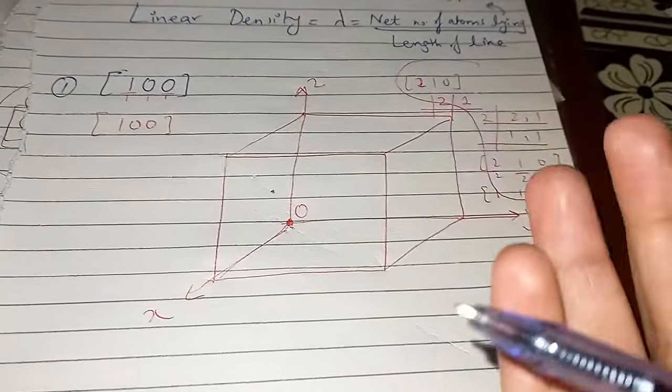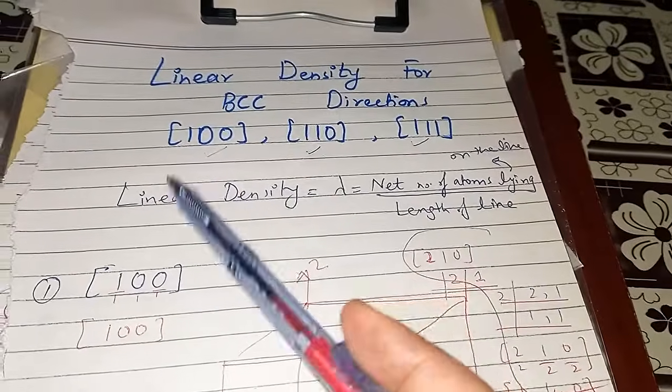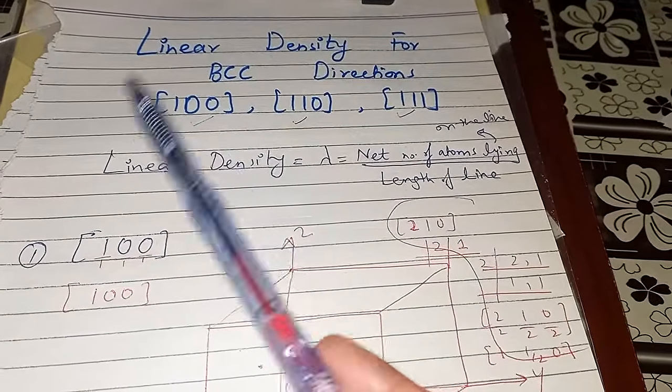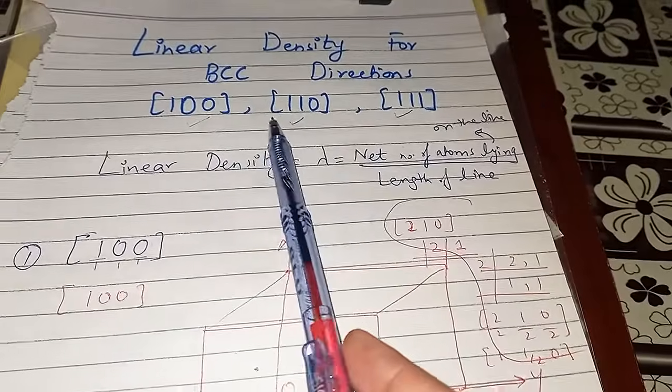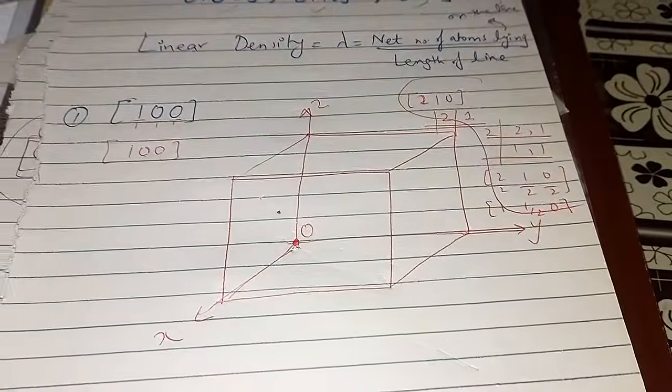I was just mentioning it for you to remember the procedure, because the students who are finding the linear density are also required in some other questions to draw directions from Miller indices. That is why I was making you practice the procedure again and again.